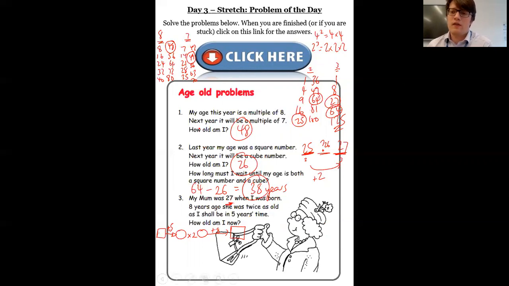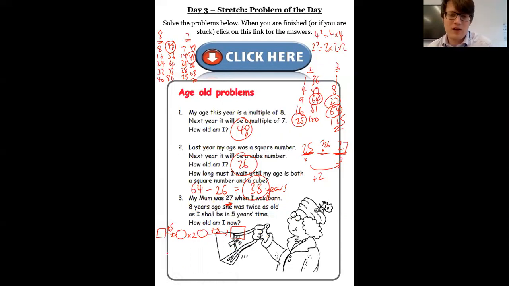So there's no point, well, if I think about it, I can't subtract 8 from 27, which would be 19, because when my mum was 27, I was 0 years old, so I can't go back into negative numbers. So I might as well start with 27 add 8. What's 27 add 8? That's 35. So there's no point really in starting with numbers much smaller than that.